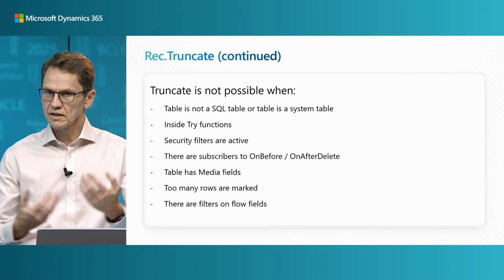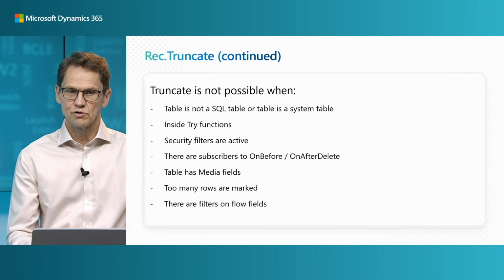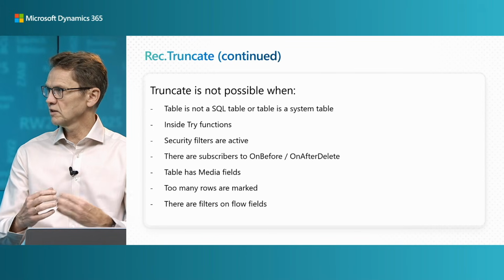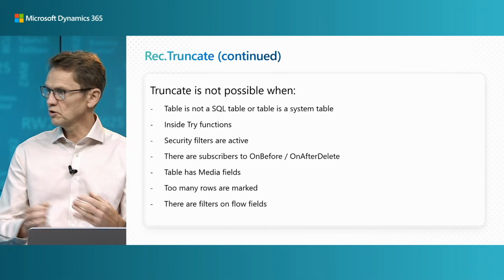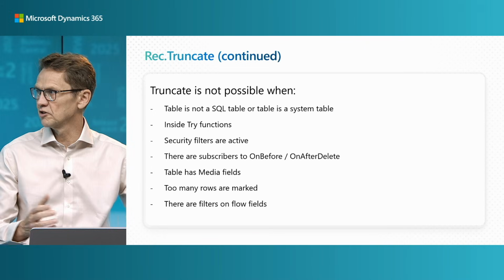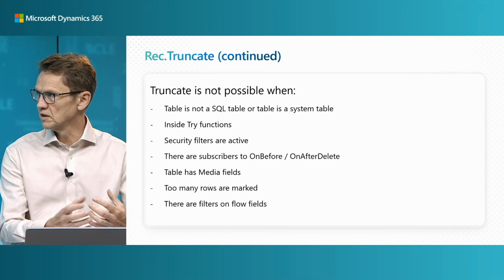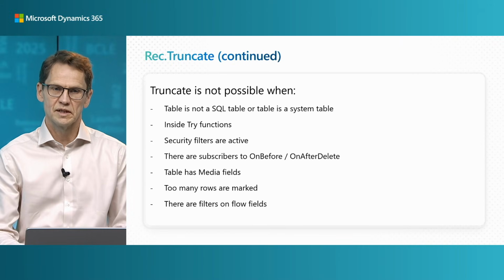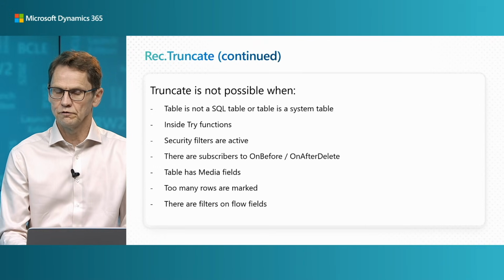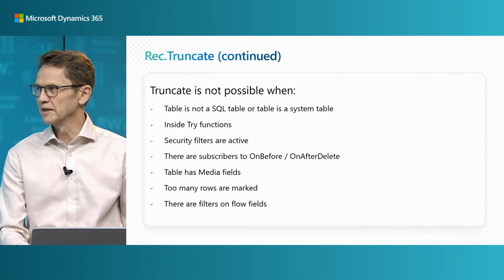If it is not a SQL table or the table is a system table, well, you shouldn't have written truncate in that case, if it's inside a try function. But there are also cases when security filters are active, because we can't truncate with security filters, since truncate takes everything, and with security filters you're only allowed to see parts of the data, hence also delete parts of it. We also have a limitation with media fields because that requires us to maintain media as well. And also if there are too many rows that are marked or there are filters on flow fields. And last but not least, actually it's the one exactly in the middle.